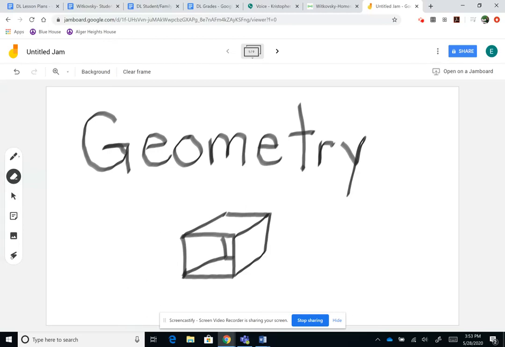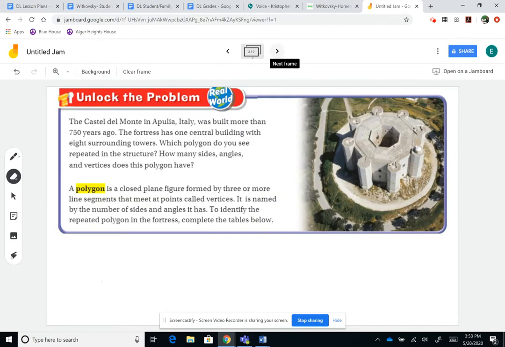Welcome to our geometry lesson, our first geometry lesson. There'll be two. Geometry is all about shapes. There are 9 screens, 9 slides that I'll be going through, and then you'll have some student work. All right, let's get started.